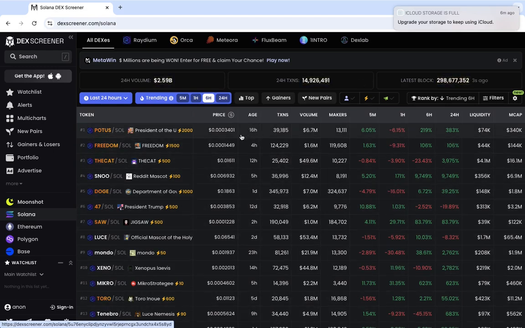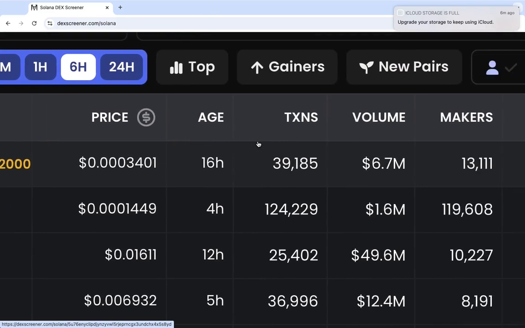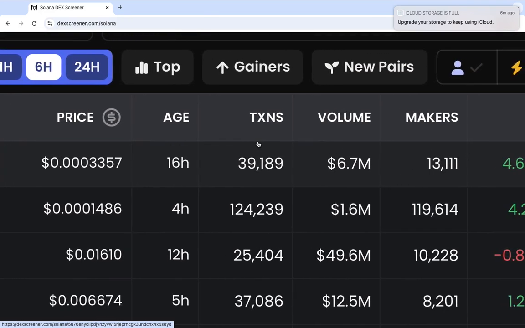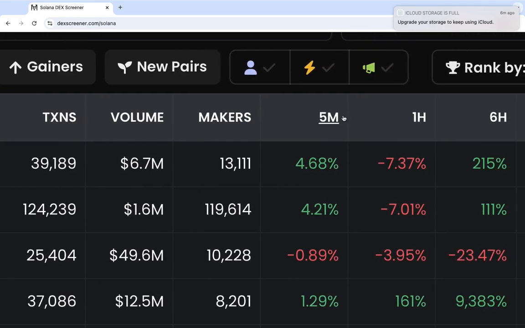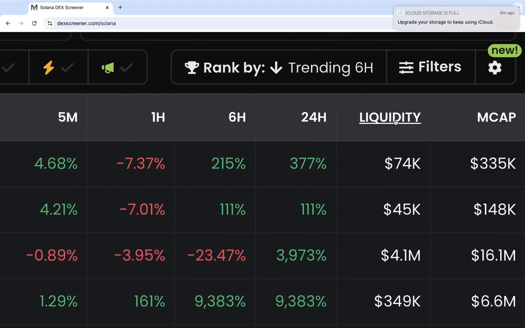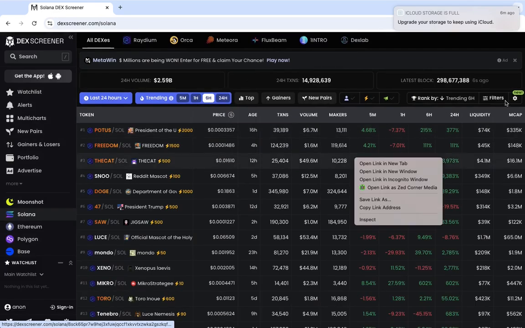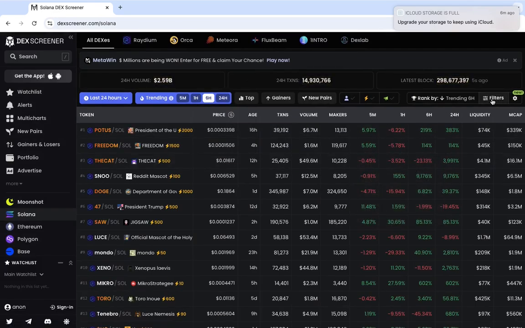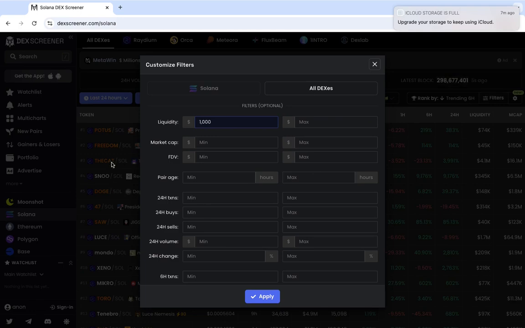If you take a look at this one, for example, Porters, the age is 16 hours. So one of the metrics that you have to look at, or rather the filters that you have to customize, are age, transaction, volume, market cap, and liquidity as well, because these are the things that are going to separate you from everybody else. So now let's proceed. Let's go to the filters and pick the best.